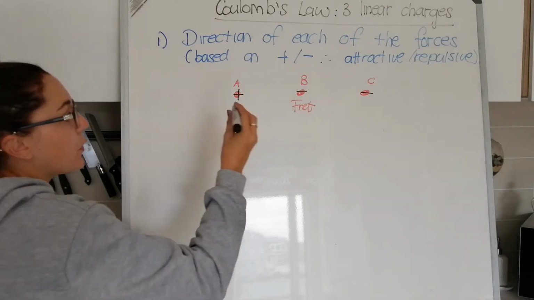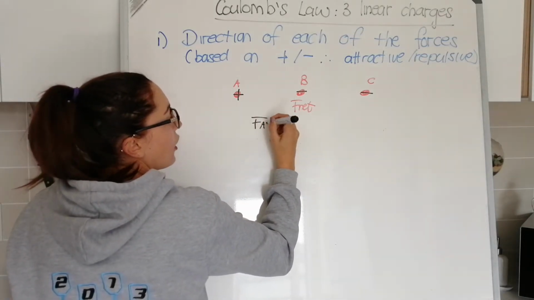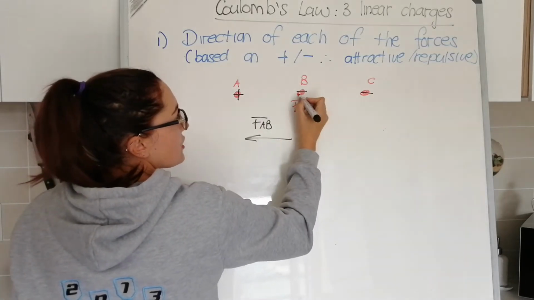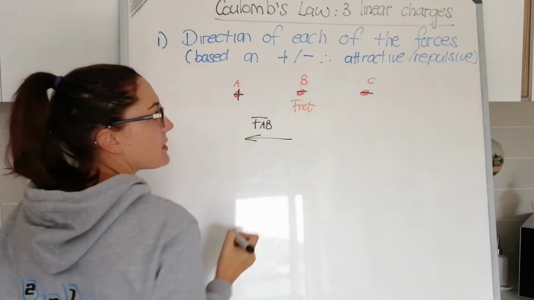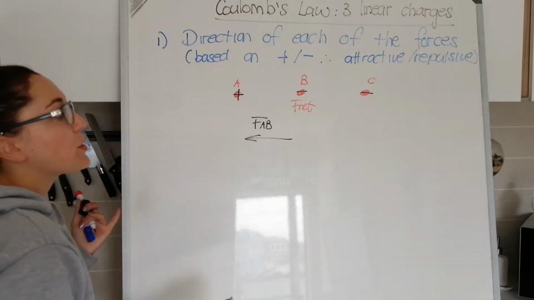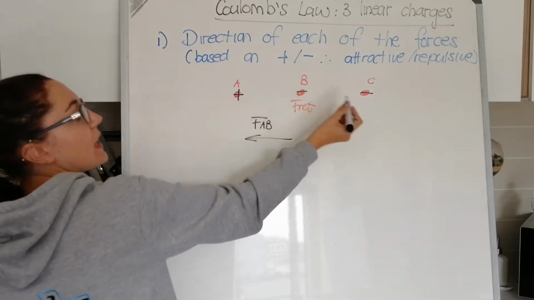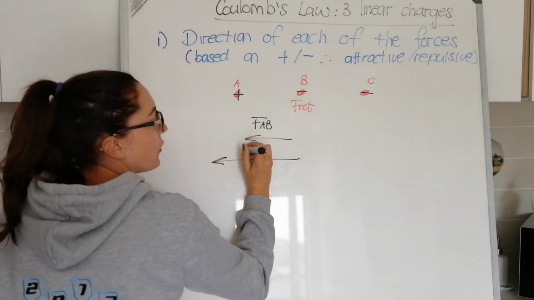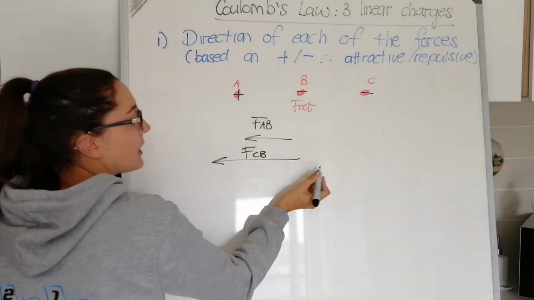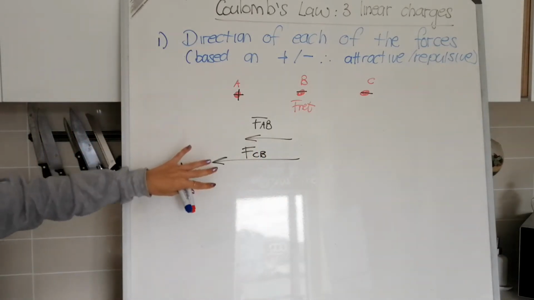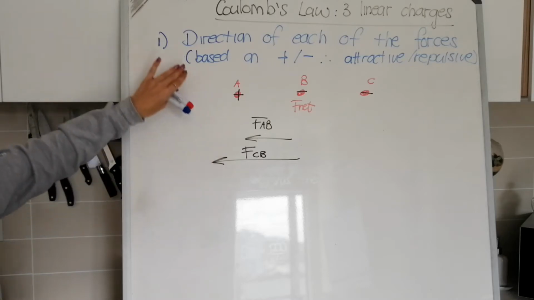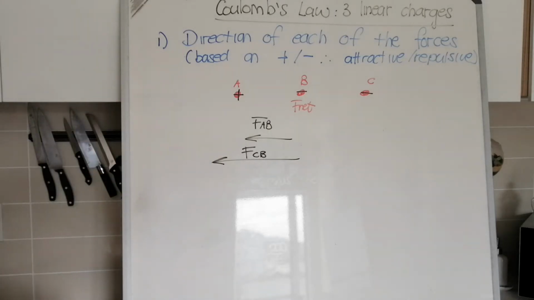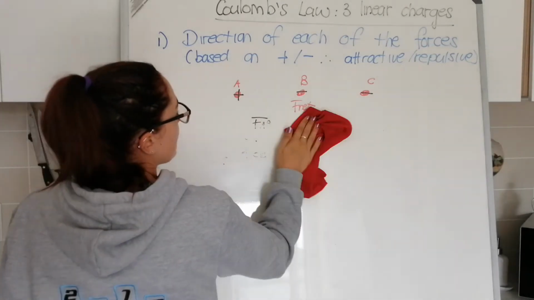So we can say that the force of A on B would be to the left, and then for C, these are both negative, which means it's a repulsive force, which means B would also be pushed to the left from C. It would be pushed away from C. So we can also say that the force of C on B is also to the left. Okay, so you can do all that in your head. You don't need to write it down, but just make sure you know which direction each of them is going in. Okay, then the next step, step 2.